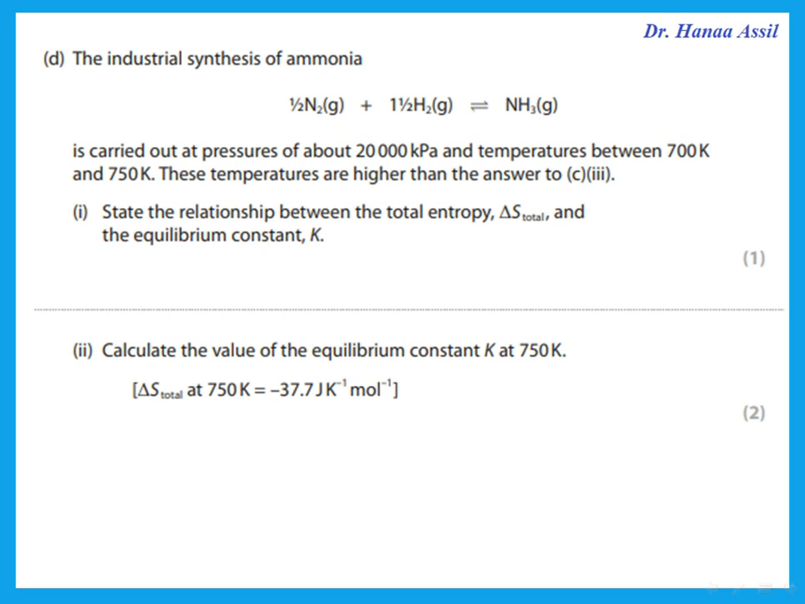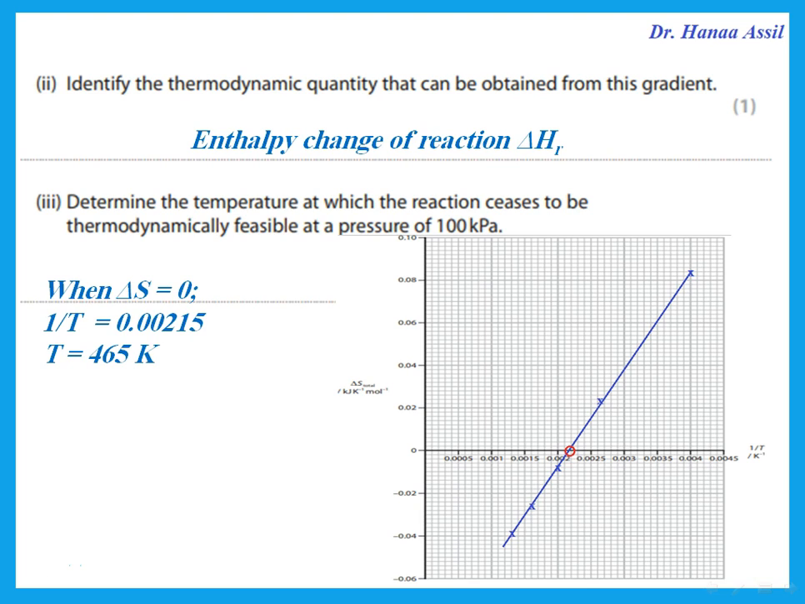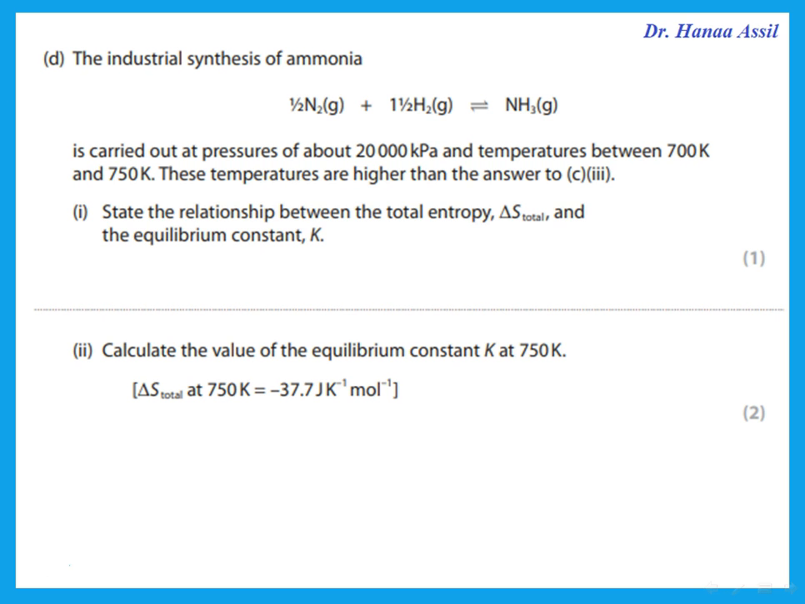Then he says the industrial synthesis of ammonia is this. It is carried out at a pressure of 20,000 kilopascal and temperatures between 700K and 750K. These temperatures are higher than the answer in C3. Can you see the temperature at which the reaction ceases to be feasible? It is at about 465K. So here we're talking about a temperature that is higher than that.